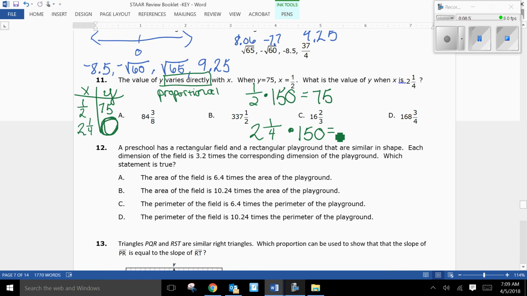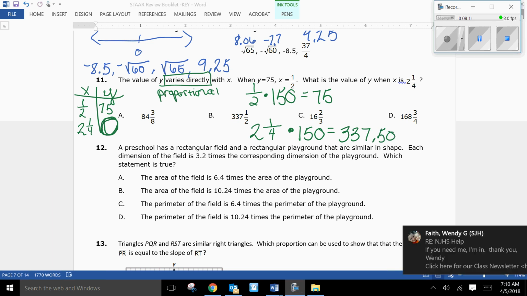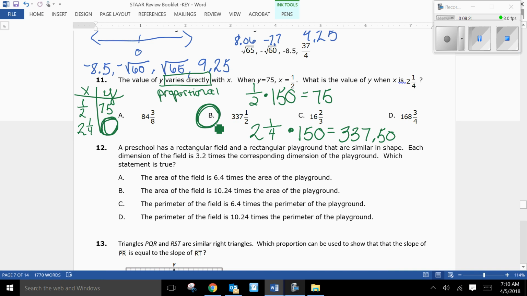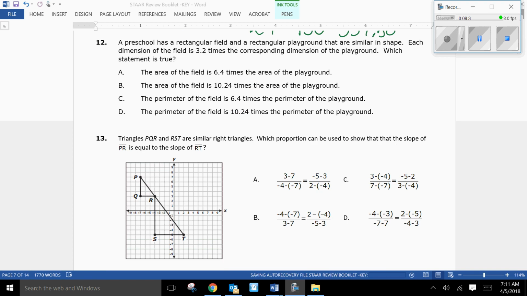So I'm going to take 2 1/4. Now in my calculator, I can't type in 2 1/4, so I'm going to have to type in 2.25 times 150. And I get 337.50. So B would be my answer. 337.5 would be 337.5.